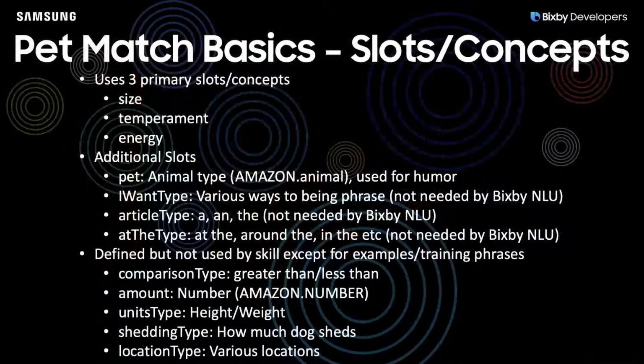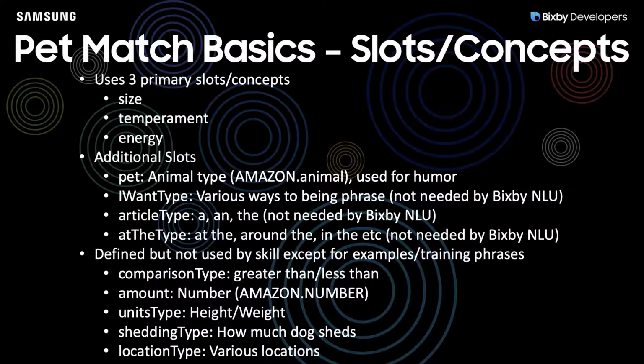Let's go deep dive into what an Alexa skill and a Bixby capsule are, and compare and contrast and see where there's equivalence and where there's differences. Okay, the pet match basics. So pet match has 3 primary slots, or concepts, which is the equivalent of slots for Bixby. The dog size, the dog temperament, and the dog energy.